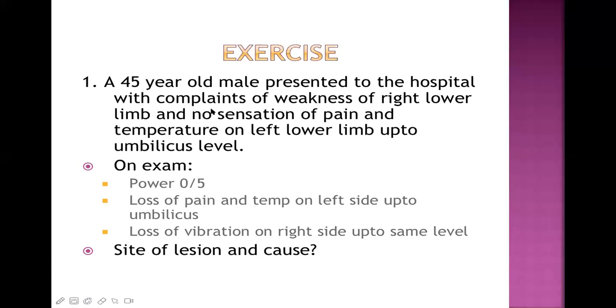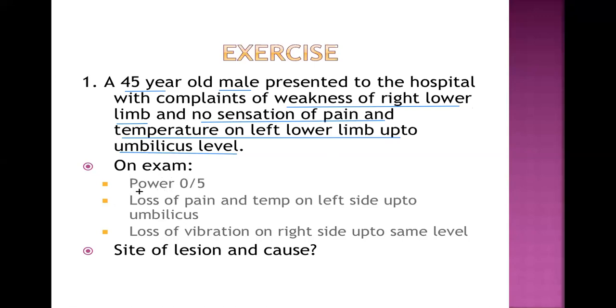Now see here, a 45-year-old male presented to the hospital with complaints of weakness of right lower limb. Let me highlight this so that you know what the important points are. The age is 45 years, a male patient presented to the hospital with weakness of right lower limb. Probably it is paralyzed, and there is no sensation of pain and temperature on the left lower limb up to the umbilicus level. So only pain and temperature are lost on the left lower limb. Now see here, the weakness is present on the right lower limb. So sensation is lost on one side and weakness is present on the other side.